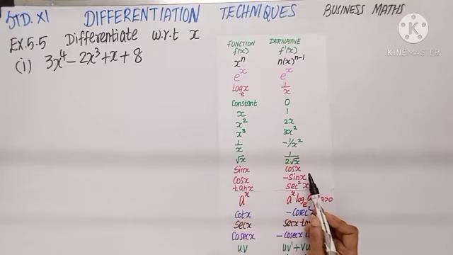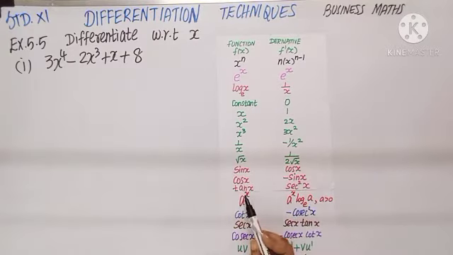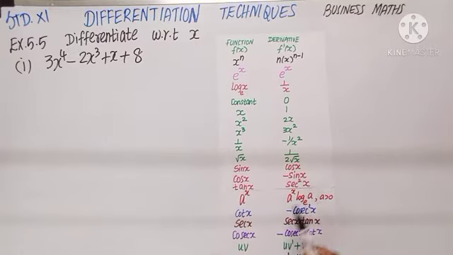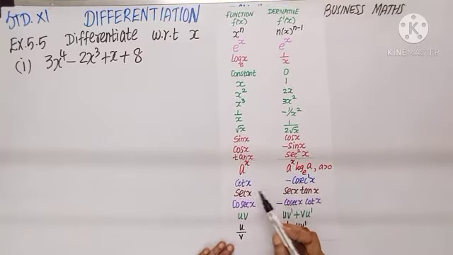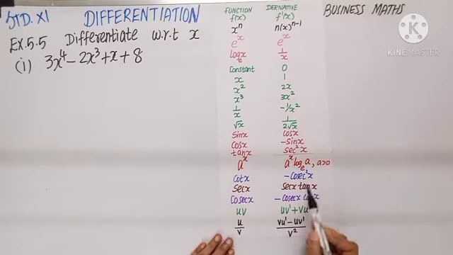Sin x becomes cos x, cos x becomes minus sin x. Tan x becomes secant square x, cot x becomes minus cosecant square x. Secant x becomes secant x into tan x, cosecant x becomes minus cosecant x into cot x.